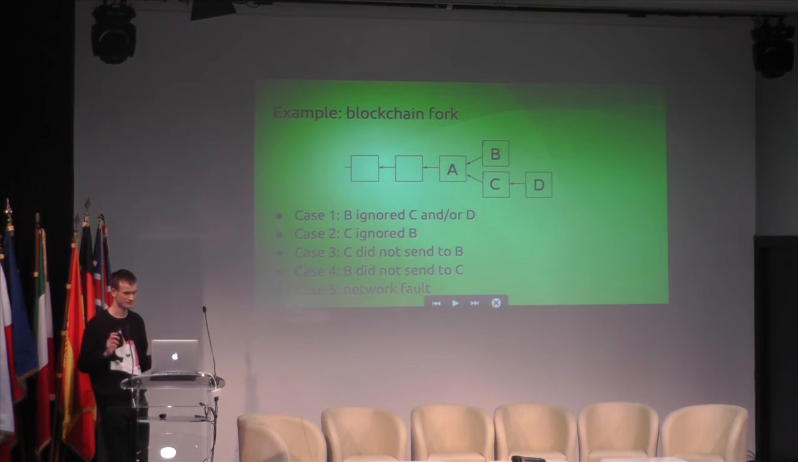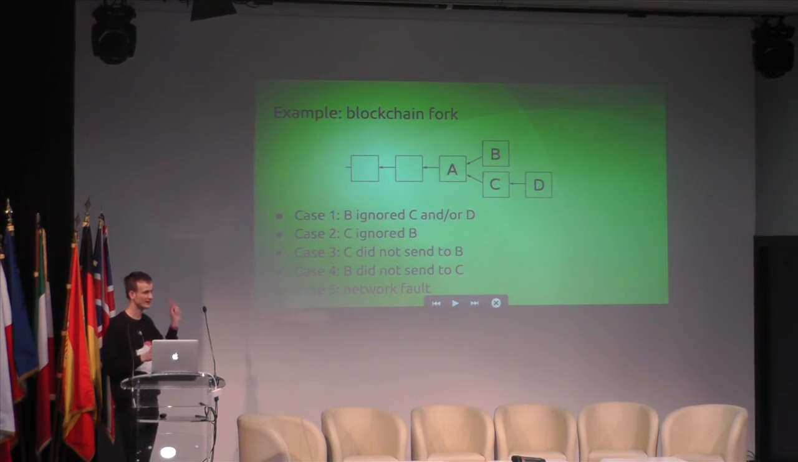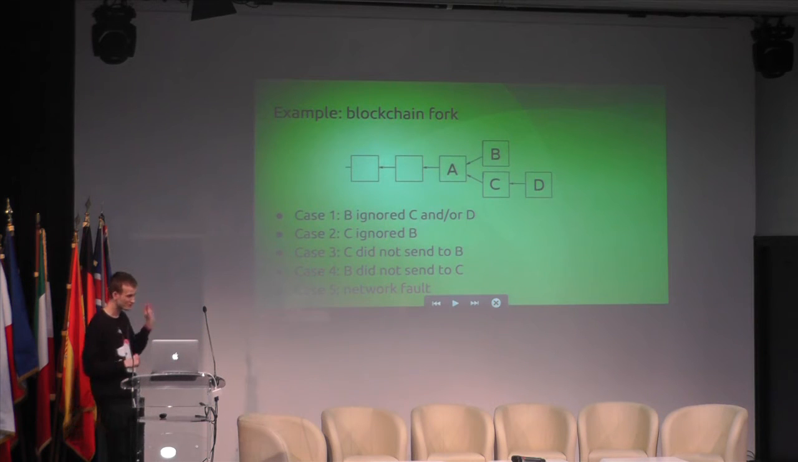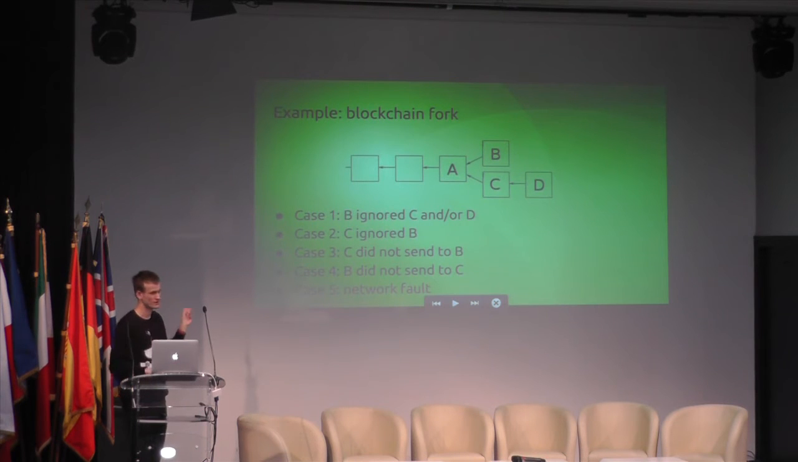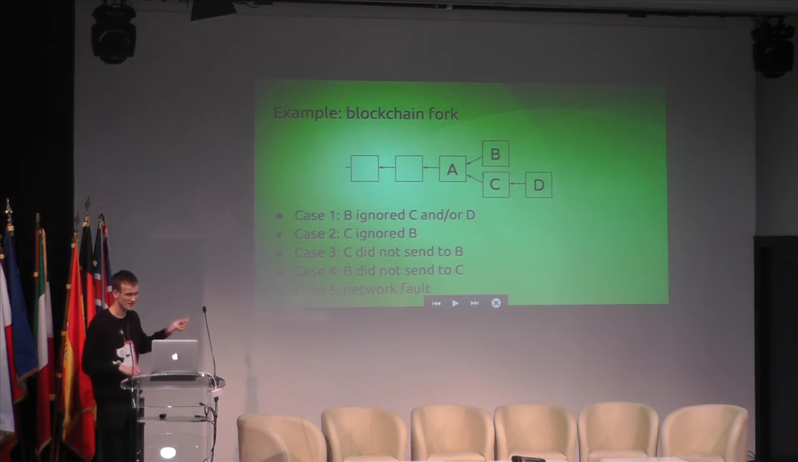So what do we know from here? First of all, we can exonerate A, because none of the fault models said that A did anything wrong. The second thing is that we can exonerate D, because none of the fault models say that D did anything wrong. But if you look, the fault assignment for B and C is symmetrical. For every case where B is at fault, there's also a case where C is at fault. So what does it actually mean in terms of fault assignment methodology? Basically, fault assignment methodology says in this case B and C should both be punished, and ideally they should both be punished equally.